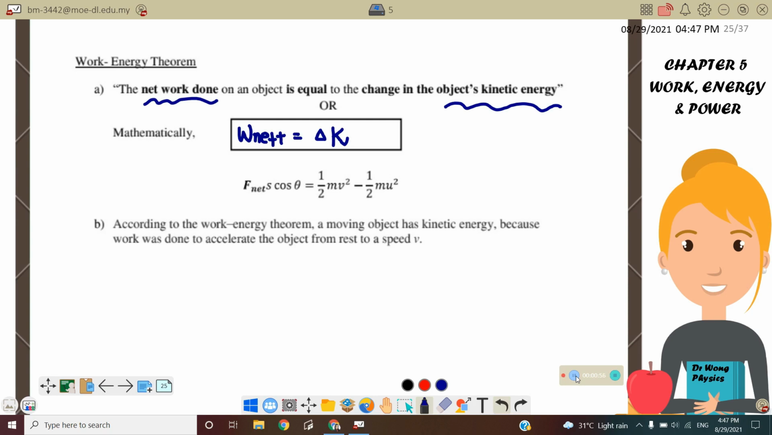According to the work energy theorem, a moving object has kinetic energy because work has been done to accelerate the object from rest to a speed.